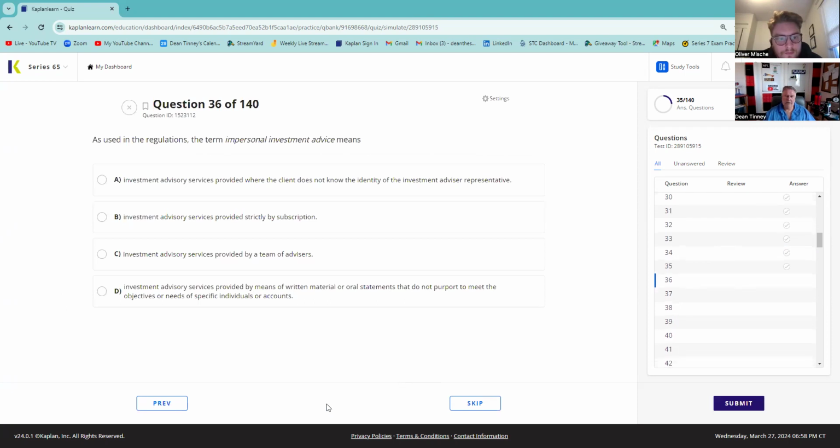As used in the regulations, the term in-person investment advice means.